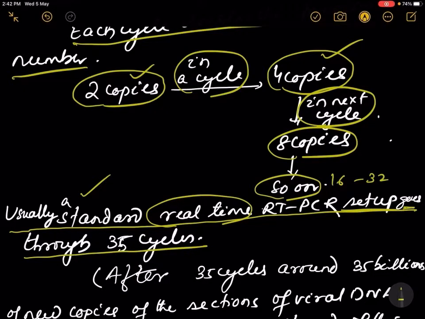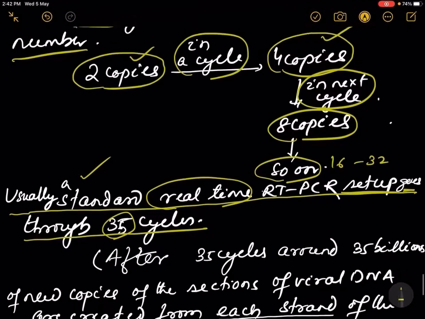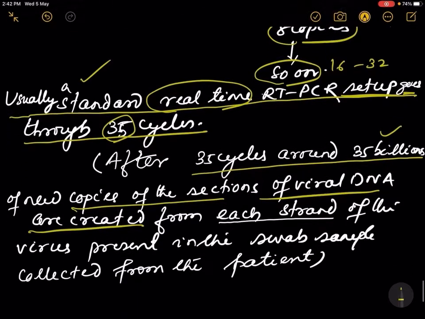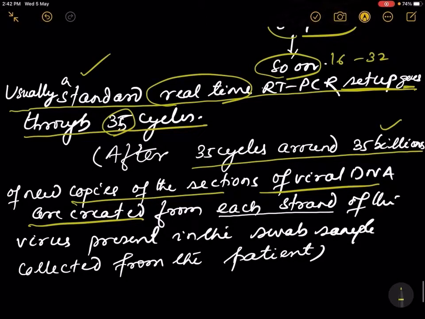After 35 cycles, around 35 billion new copies of the sections of viral DNA are created from each strand of the virus present in the swab sample collected from the patient.